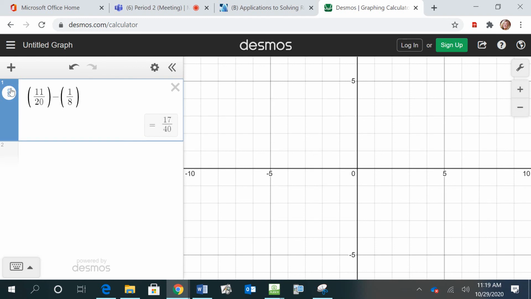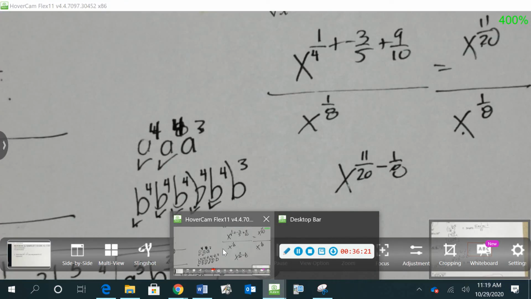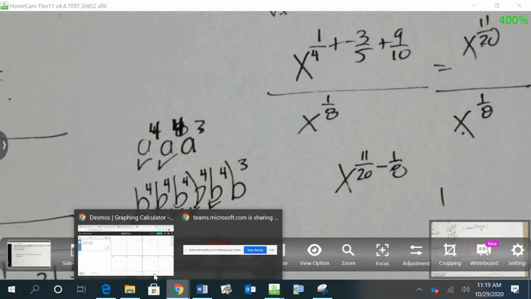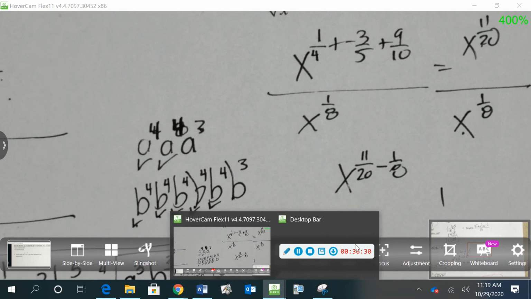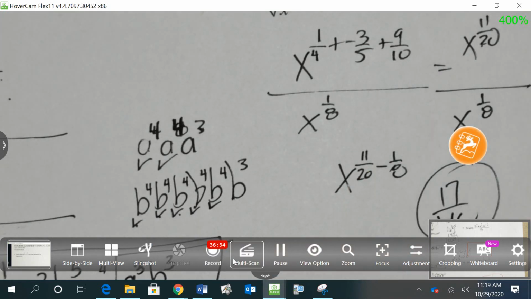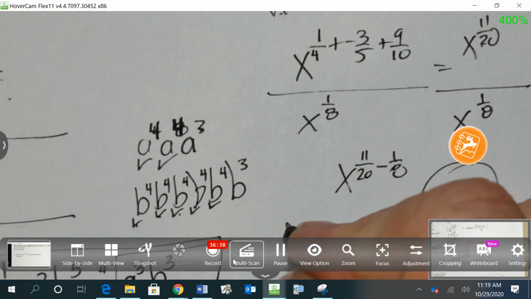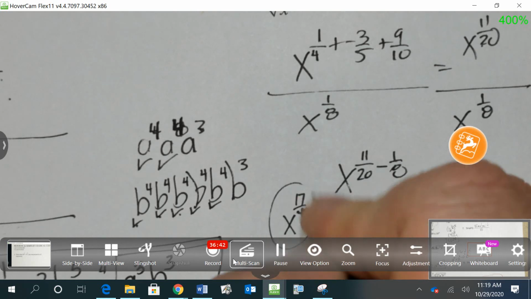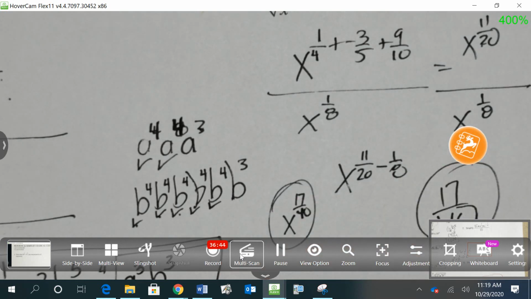Now I want to go over again a common mistake. It's a good opportunity to talk about it. So a common mistake is people say, oh, the answer is, I got to go back, I think it was 17 over 40. Yep. So a common mistake is students say the answer is 17 over 40. No, that's the answer that I want to place in the exponent. The final answer is x raised to the 17 over 40. That's my final answer. All right.